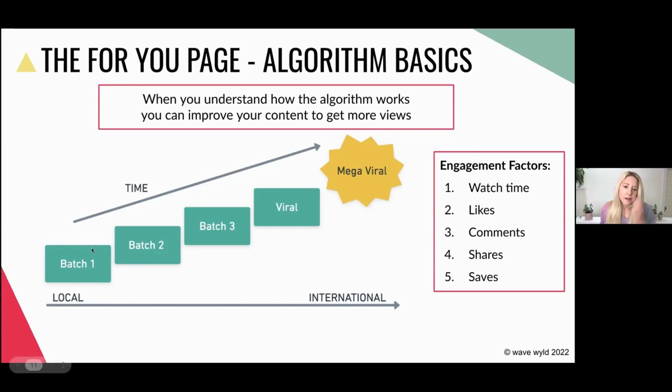So if we go back here, in batch 1, if enough people are watching your videos, liking it, commenting on it, it will go to batch 2, which is that wider area over time. Again, if enough people are engaging with it, it will go to batch 3, wider area, maybe even viral. This could be an international audience by the time it gets to 1 million views, or it could even go mega viral. Generally, I say 20 to 40 million views.